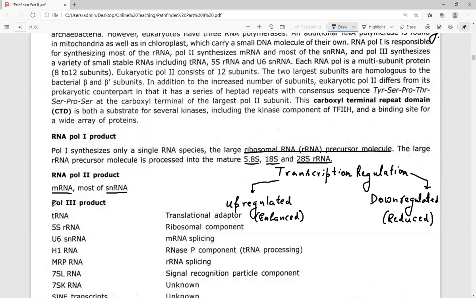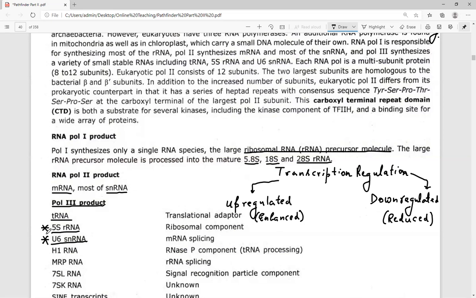Whereas RNA polymerase third is the major enzyme that is required for the production of tRNA, 5S rRNA, and U6 snRNA. These are very important. This U6 snRNA is of the utmost importance. Another one is the 5S rRNA.